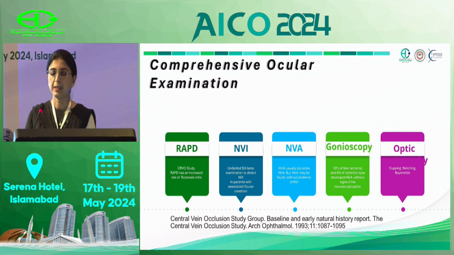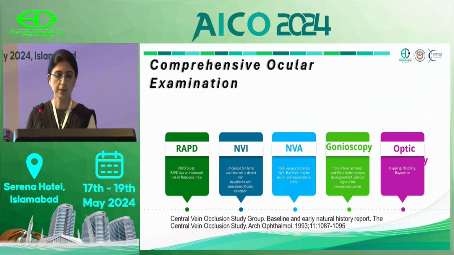Comprehensive ocular examination is needed, especially the role of gonioscopy. It was found that 10% of non-ischemic eyes and 6% of ischemic eyes developed NVA without signs of iris neovascularization. We can miss iris neovascularization if we dilate the pupil, so it is important to do an undilated examination of those eyes that are prone to have neovascularization.